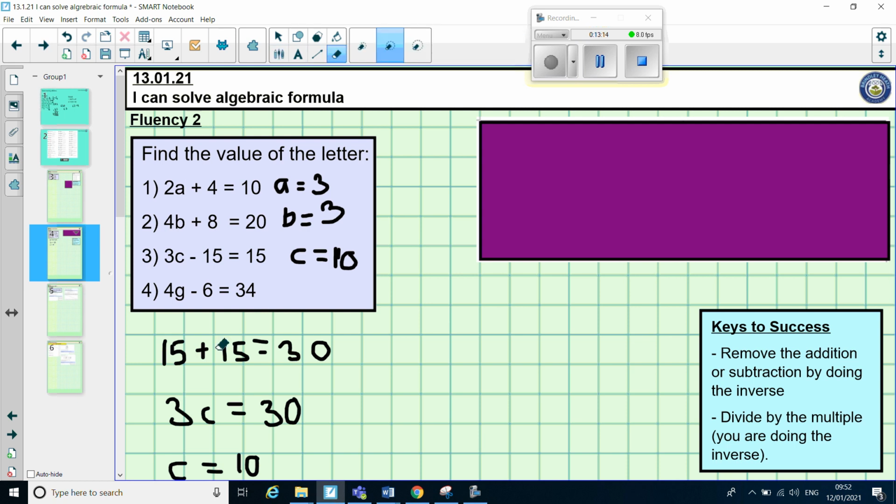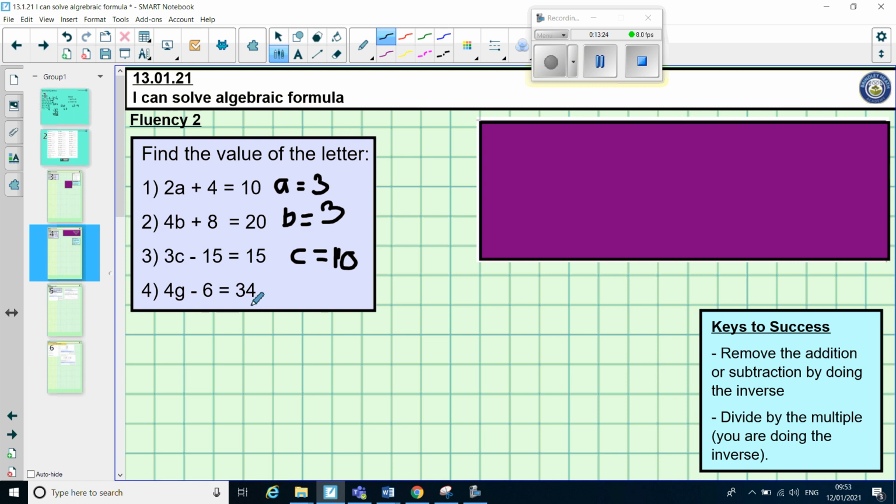Okay, final one that I'm going to model for you then, year 6, is number 4, before I let you have a go at the Fluency 2 questions by yourself. Okay, so here I've got the answer is 34, it says take away 6. Remember, I've got to do the inverse, so rather than taking away 6, I'm going to add 6. So I'm going to do 34 add 6, which gives me the answer 40.